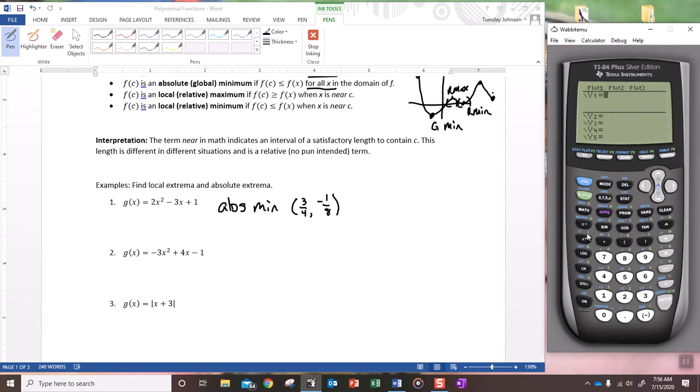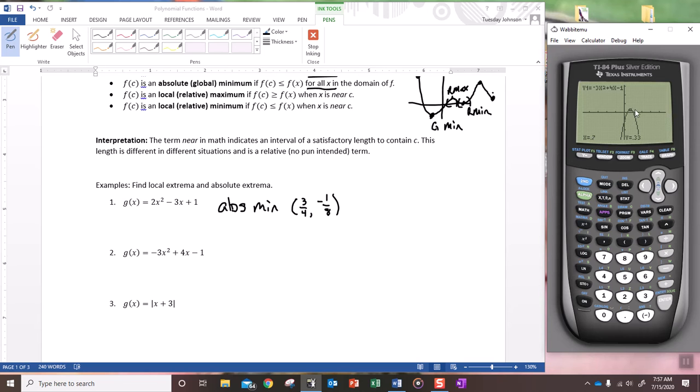Our next one is negative 3x squared. Until you get into calculus, this will be really the only technique we have for finding absolute and local maximums and minimums. We'll need to see the graph. We'll be able to find the values. Again, I used the decimal window so that I could trace. 0.6 is 0.32, 0.7 is 0.33, and then it comes back down again.